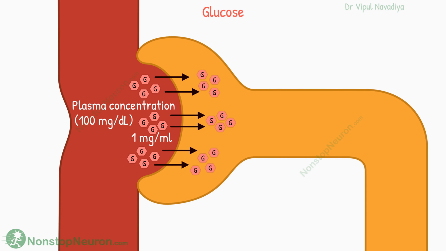And it's freely filtered at the glomerulus. So at the glomerular filtration rate of 125 milliliters per minute, its filtered load is 125 milligrams per minute. In short, normally, 125 milligrams of glucose enters the tubule every minute.